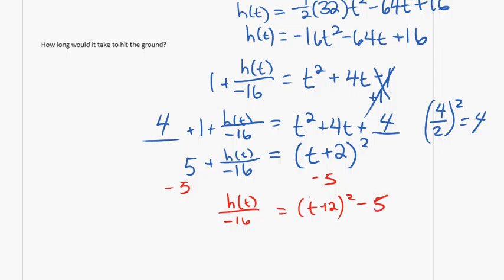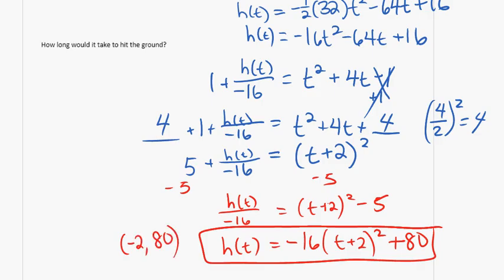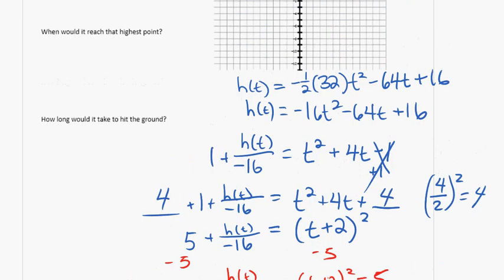Multiplying both sides by negative 16, h of t equals, the first term becomes negative 16 times t plus 2 squared. Second term, negative 5 times negative 16 is plus 80. So that is my vertex form. And I can graph that, because I know my vertex is at negative 2, positive 80. I know my a value is negative 16, so that will tell me my jump values: plus 1 times negative 16, plus 3 times negative 16.